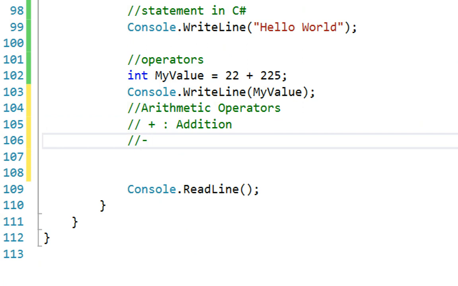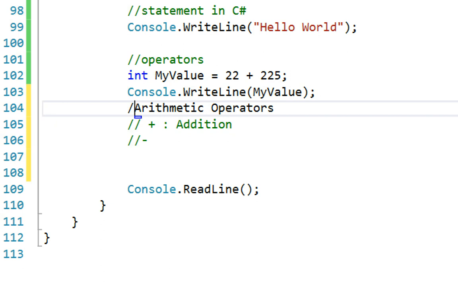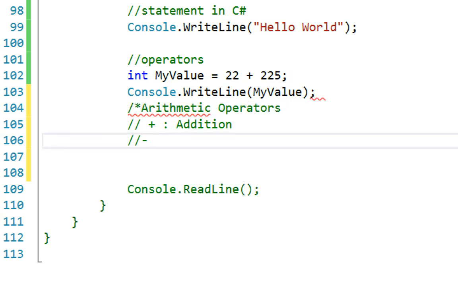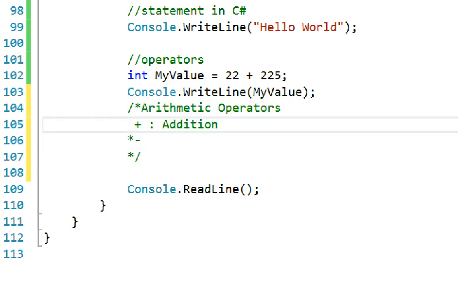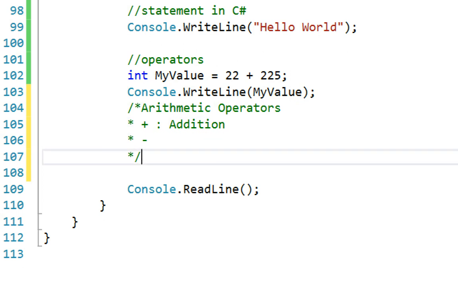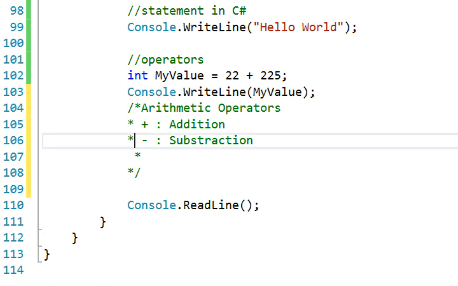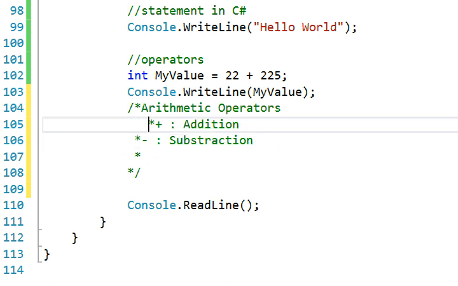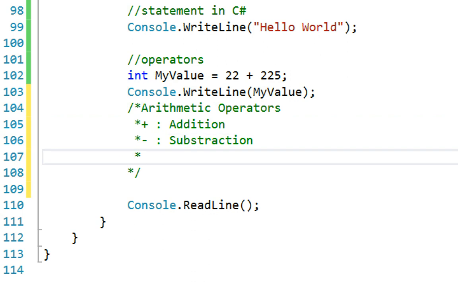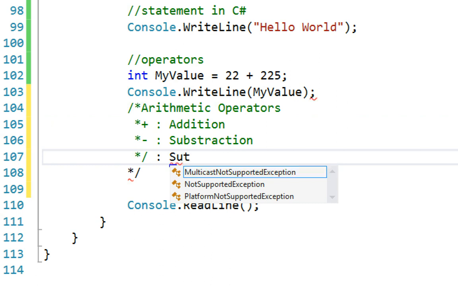We have minus. Let me just use a multi-line comment for this. And then the minus obviously does subtraction. I want to make everything aligned properly. Alright, and then division.